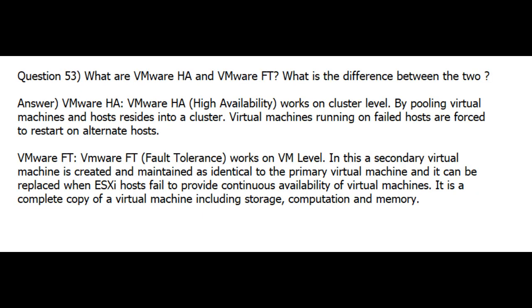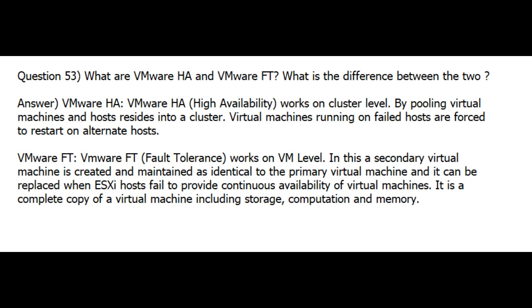Question 53. What are VMware HA and VMware FT? What is the difference between the two? Answer. VMware HA, high availability, works on cluster level. By pooling virtual machines and the hosts they reside on into a cluster, virtual machines running on failed hosts are forced to restart on alternate hosts. VMware FT.